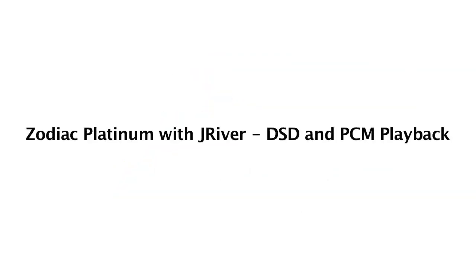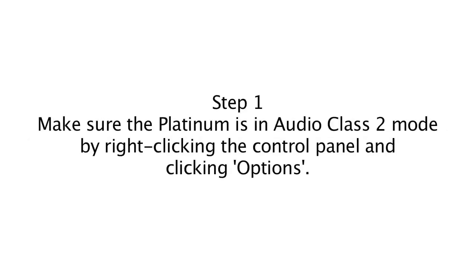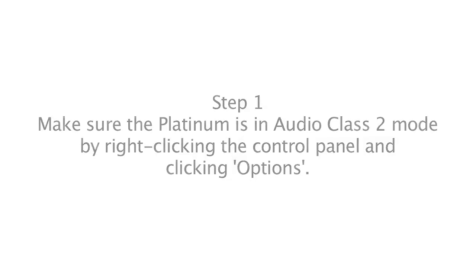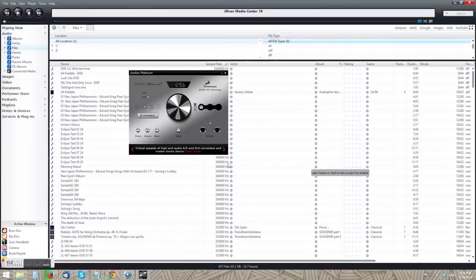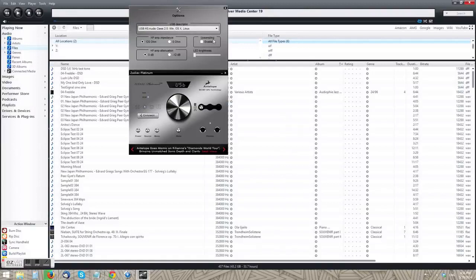Zodiac Platinum with JRiver, DSD and PCM Playback. Step 1. Go to the Platinum Control Panel and right-click. Click on Options, select the USB descriptor and make sure USB Audio Class 2 is selected.